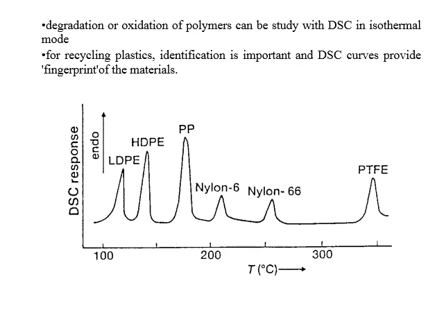For recycling plastics, identification is important, and here's just an example of using a DSC curve to provide a fingerprint of materials. So you may have a mixed plastic, you could run a DSC, and then you could identify each of the melting points of the various polymers.